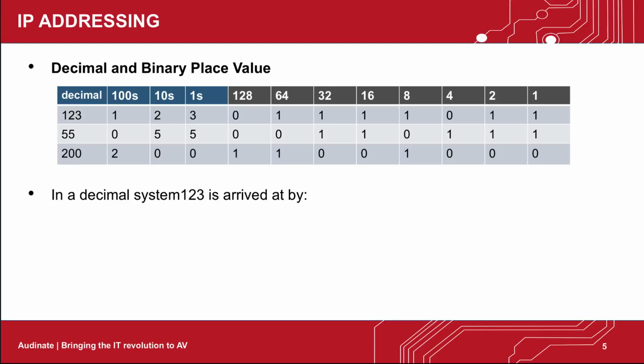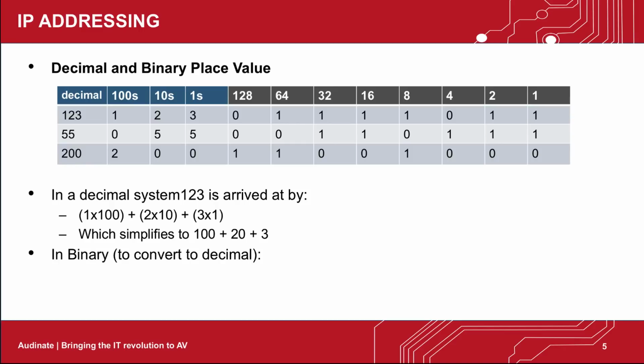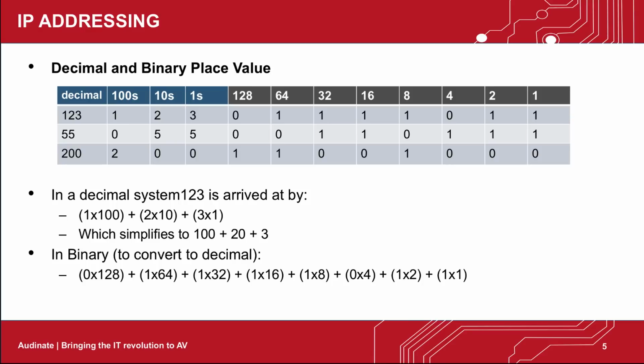We take it for granted in a decimal system that 123 is arrived at by 1 multiplied by 100 plus 2 times 10 plus 3 times 1, which simplifies to 100 plus 20 plus 3, which gives us 123. Similarly, in binary, in order to convert this to a decimal system, we would do this, which will then simplify to 64 plus 32 plus 16 plus 8 plus 2 plus 1.